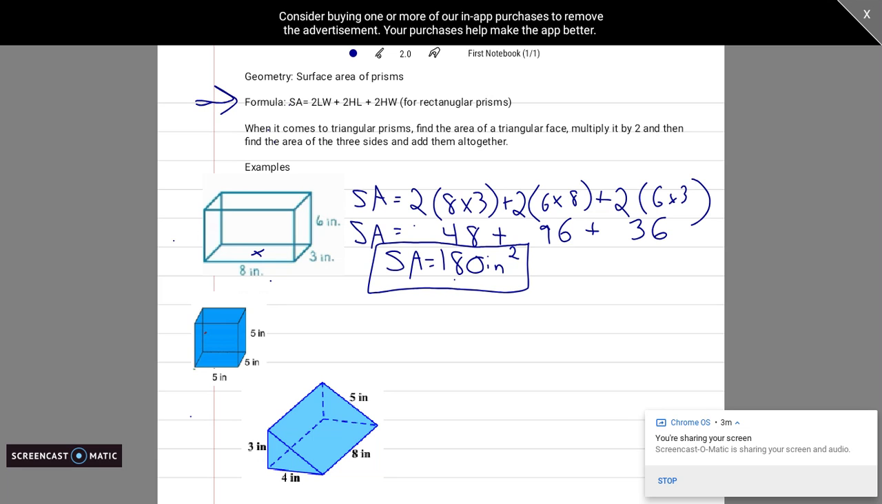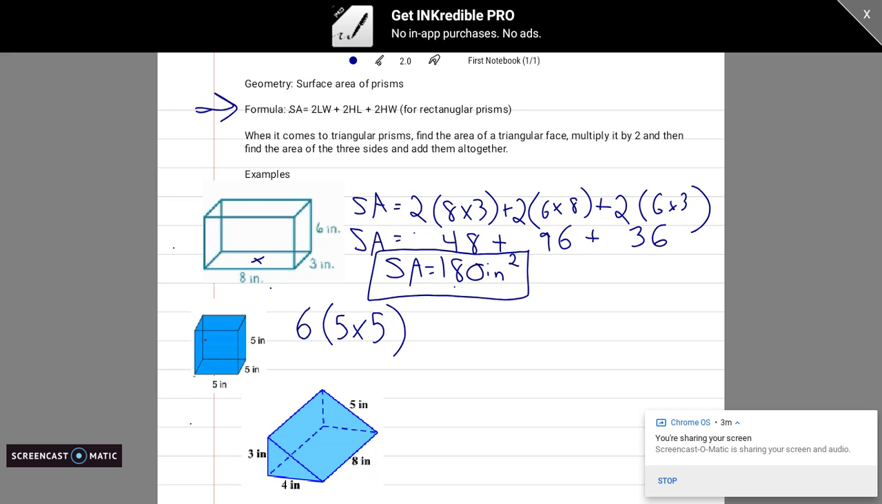The reason why I know this is a cube is because all 3 dimensions they give me are exactly the same. So that means all of the faces are the same. So if a cube has 6 faces, I can really find the area of one face and multiply it by 6. Could you use the formula? Of course you could. You would have 2 times 5 times 5 plus 2 times 5 times 5 plus 2 times 5 times 5, which is really the same as 6 times 5 times 5. Once you do that in your calculator or your head, you're going to get a surface area. So surface area equals 150 inches squared.